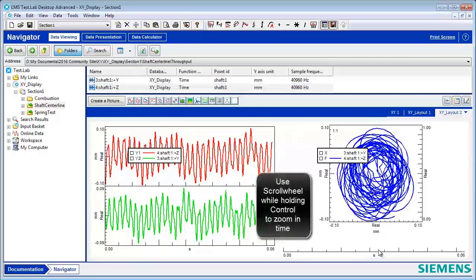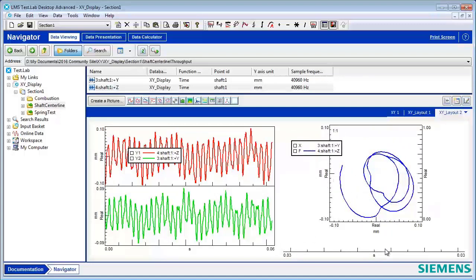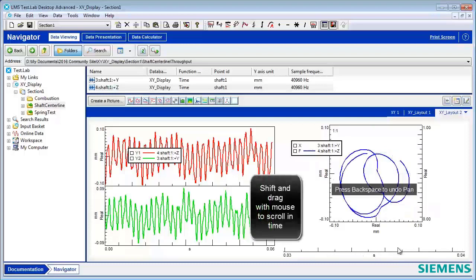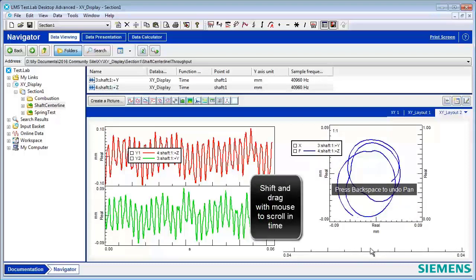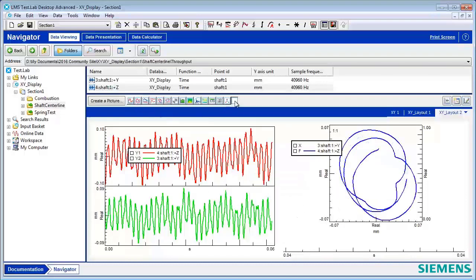And here on the time axis, if I hold down Control and scroll, I can see the shaft centerline evolve over time, and I can use the Shift to go through time and see how the shaft moves about the center here. Let's look at another piece of data.